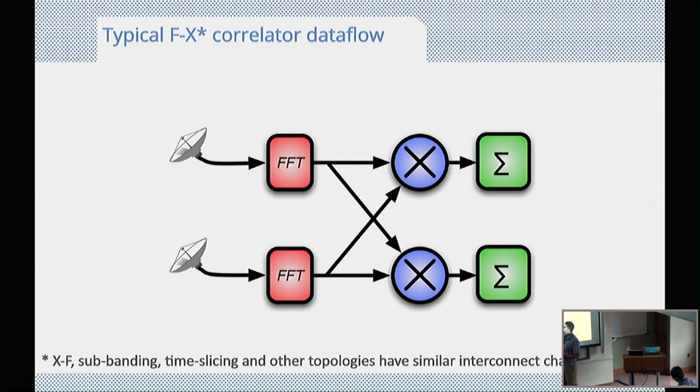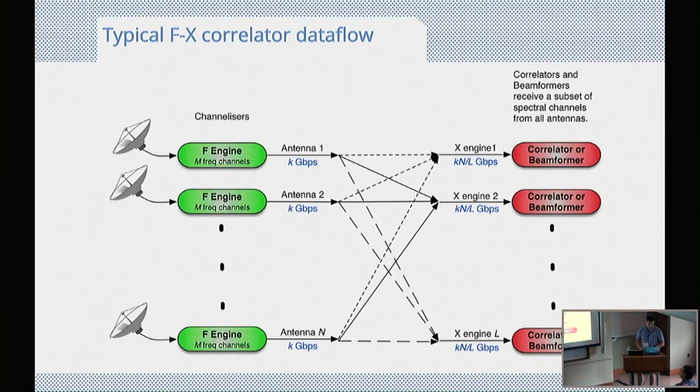You've got some antennas here on the left. You channelize it, and then you send a subset of those channels to one node, in this case for multiplying and accumulation, and you send the same subset from each of these separate F engines, the same channels, to a different node. So there's a transpose operation that needs to happen here. And it turns out this transpose scales with the number of antennas squared.